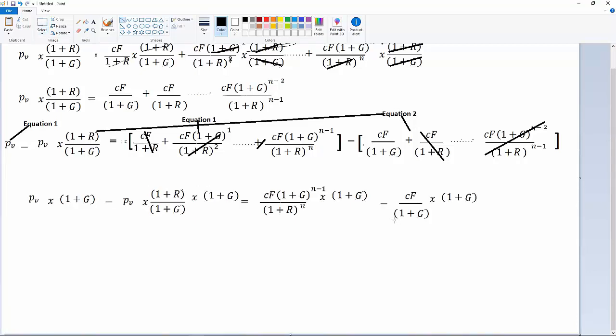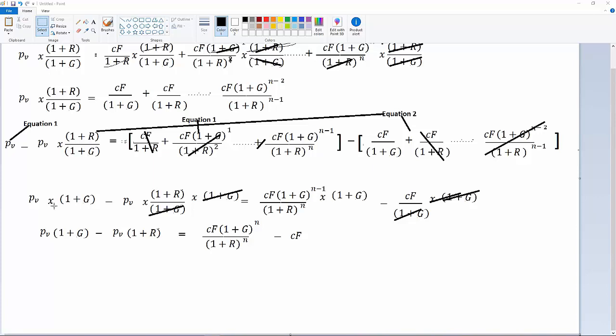Okay, so hopefully you can see now that this is going to cancel. So this is gone. Then this number is going to become to the n because there's n minus 1 times another 1 plus g. So this number is going to get added. We're just going to leave that for now. Then these two numbers are going to cancel. And then this is going to become PV times 1 plus g. And then this is going to be minus PV times 1 plus r. Okay, so now the equation looks like this.